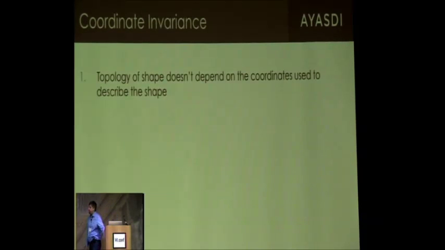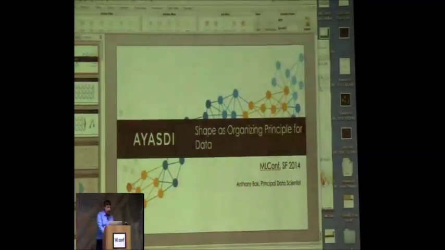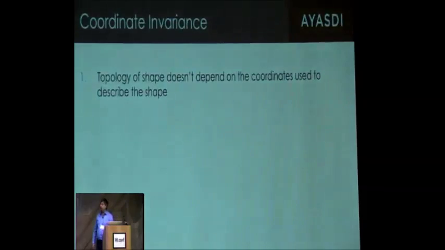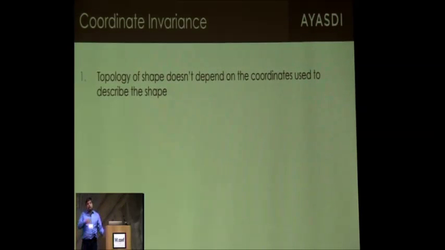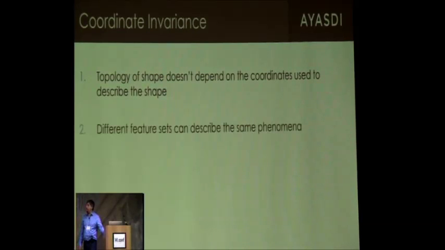Coordinate invariance. So coordinate invariance, what does that mean? The topology of a shape doesn't depend on the coordinates you use to describe it. I could describe your location in the US by latitude, longitude. I could describe your location in the US by, say, an address, right? It doesn't matter what coordinates I've used to describe your location, right? The shape of the US doesn't change if you're being described as an address or as a latitude, longitude.